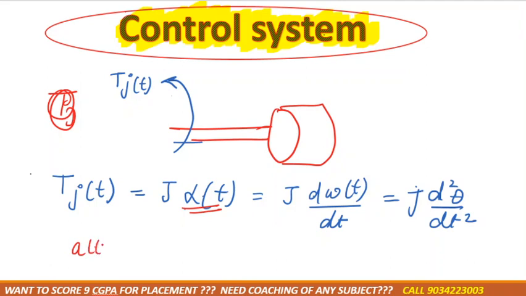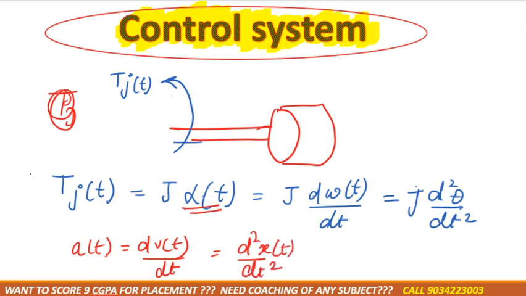Alpha t we can write now as dv of t by dt, right? And v of t we can write as dx of t by dt, right? So it would be d2 x of t by dt square. Understood this portion?